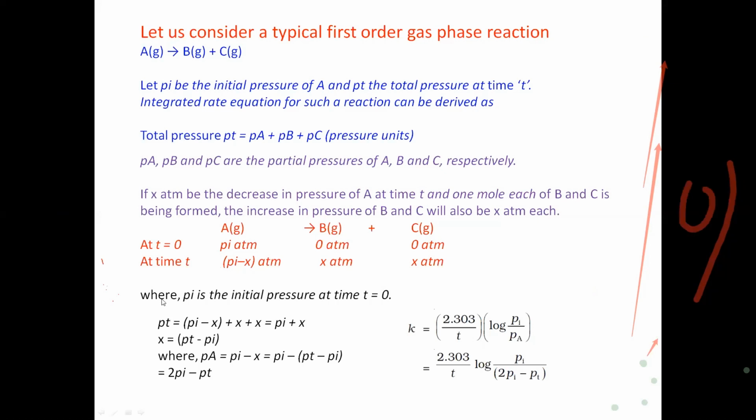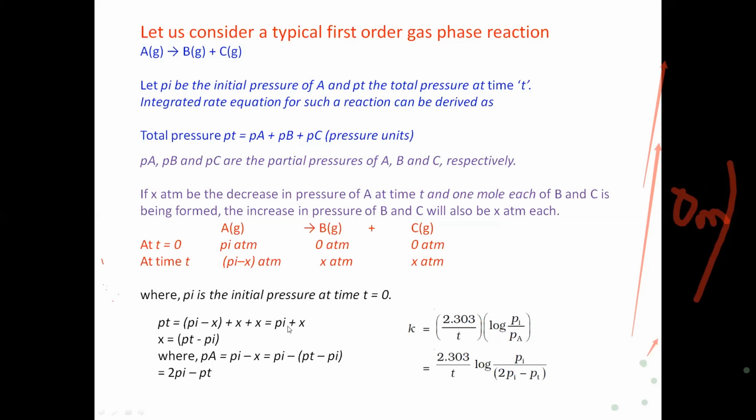Now we know that pi represents the initial pressure at time t equals 0. Now the total pressure will be the contribution from the pressure exerted by A, the pressure exerted by B, and the pressure exerted by C. So can I just write down the expression, P total will be PA plus PB plus PC, isn't it? So by substituting their final values, pi minus x is the partial pressure of A, x is the partial pressure of B, and another x is the partial pressure of C.